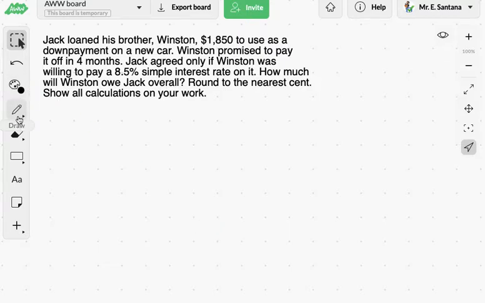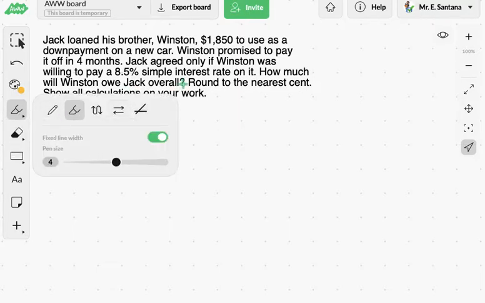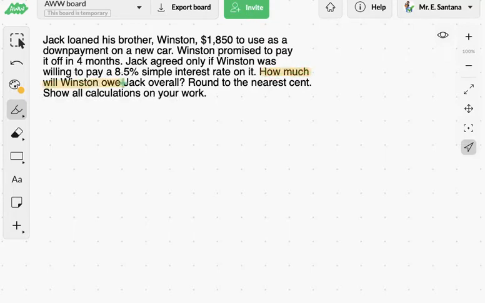All right, so first and foremost, let's go through the motions. Let's make sure we understand what we're being asked and what we need to do. How much will Winston owe Jack overall? We know Jack loaned Winston $1,850, right? For what doesn't really matter. What does matter is that Jack agreed to do so only if Winston was willing to pay 8.5% simple interest, right? So I'm gonna double up on this highlighting and highlight 8.5 simple interest rate and 1,850. And the last piece that I definitely want to highlight is that Winston promised to pay it off in 4 months. So 4 months, now we know what we have.